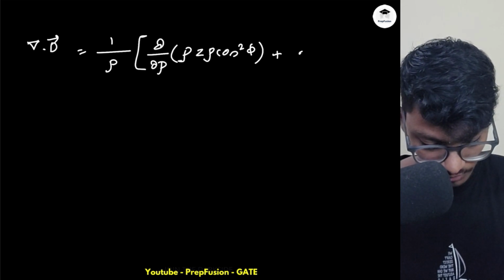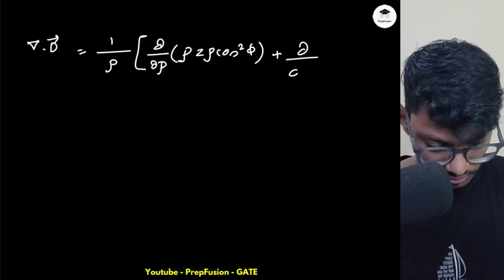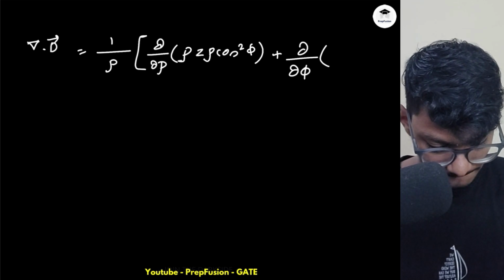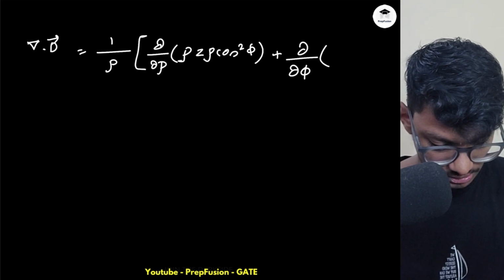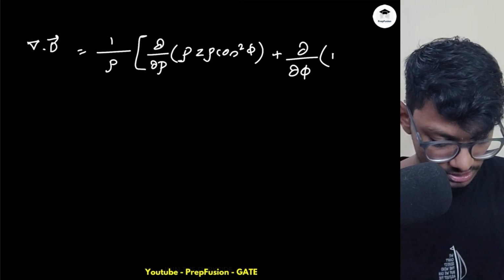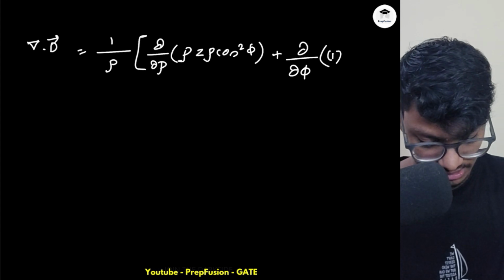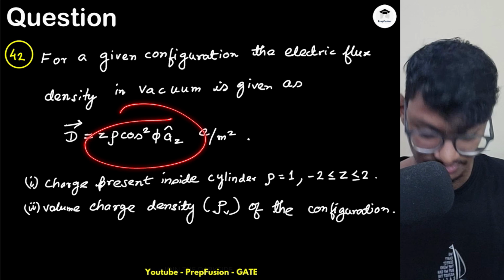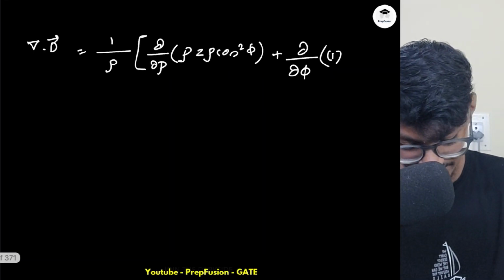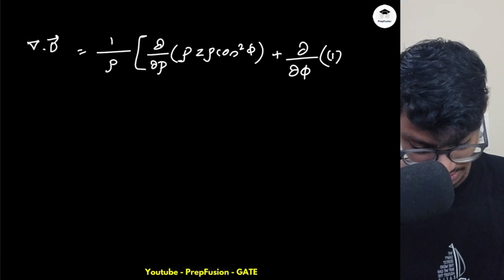Plus d by d phi. What is it? It is basically the other two, right? It will be simply 1 times again the same thing only. Okay, in which direction is it? It is in az direction only. Why am I doing all this? We don't need to do all this, right? It is in az direction only.